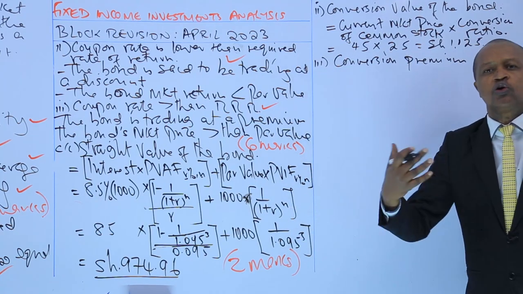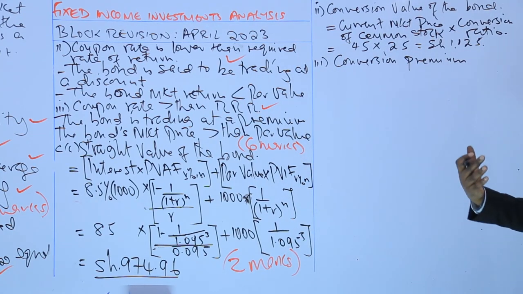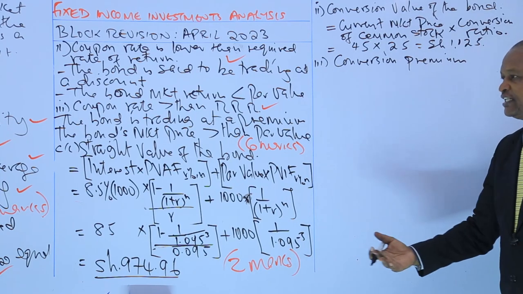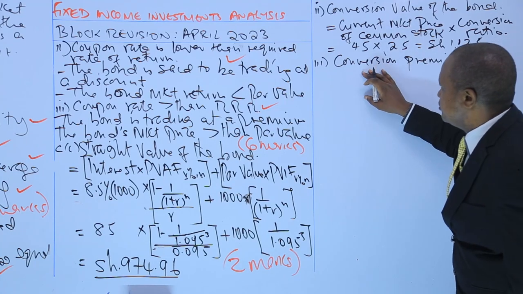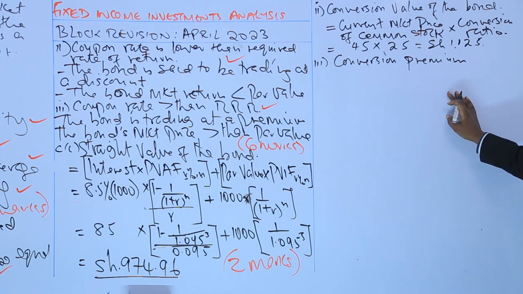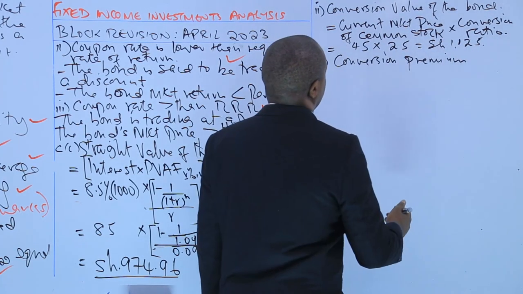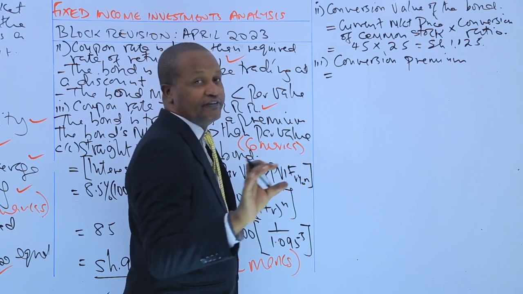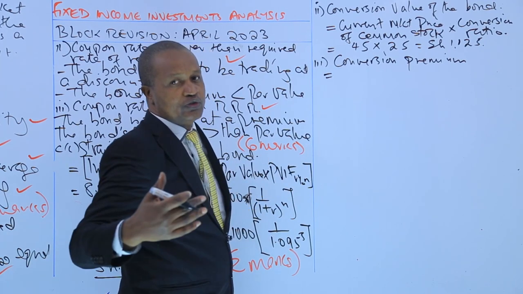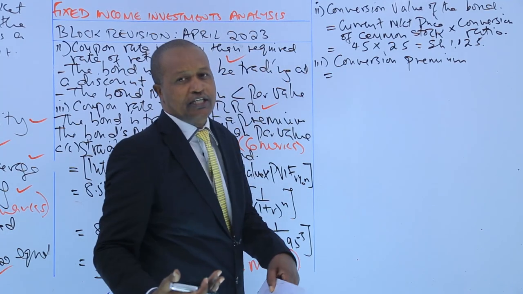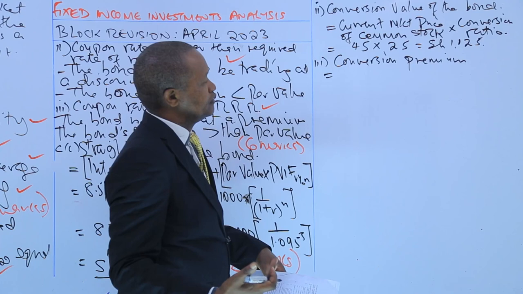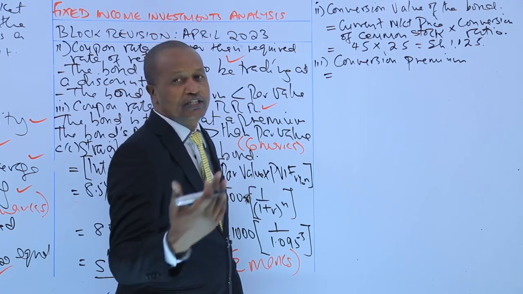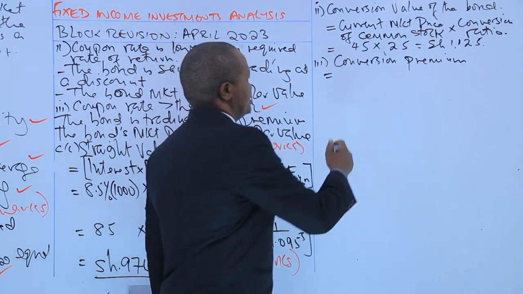It is the additional cost that an investor pays when exercising the option to convert the convertible bonds into shares. You understand? And the conversion premium is determined as the difference between the market conversion price and the underlying share price. You understand? It is the difference between the share price and the market conversion price.